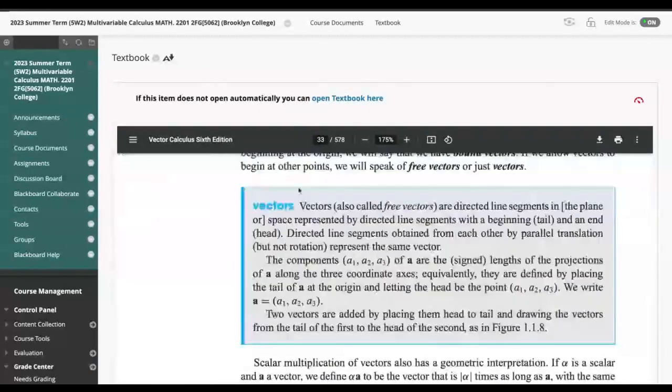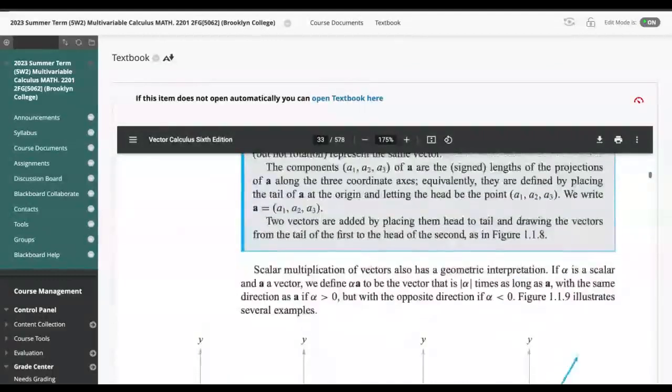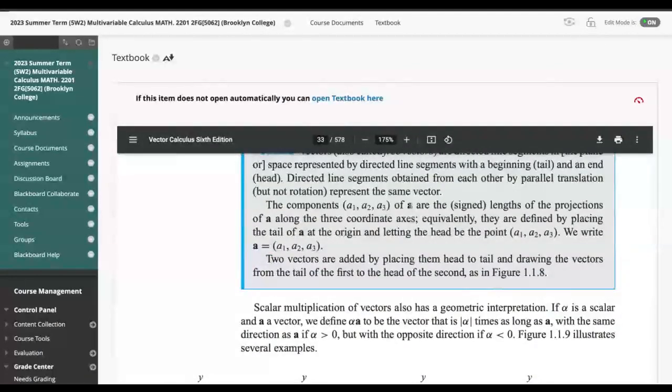So this is the formal definition of vectors, right? Make sure you read this as you go along. For this book, the bold letters represent the vector, right? The regular ones represent numbers. So make sure you see this A represents a vector. Those are representing numbers.